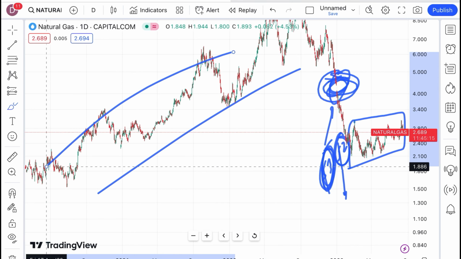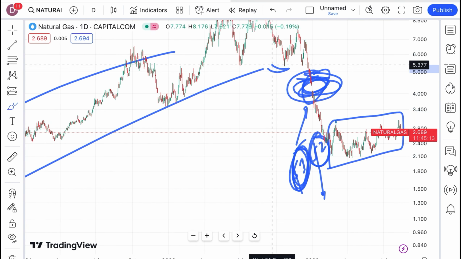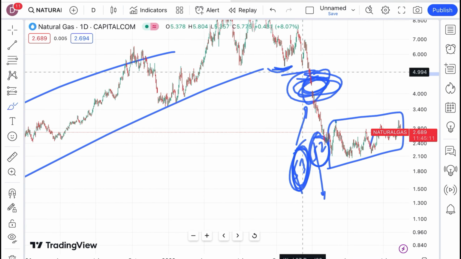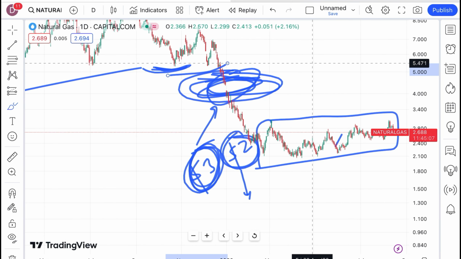And there is a pattern forming, okay. So if the price moves above this particular level, the same pattern can be created ahead, okay. This is why I'm telling you all these things.